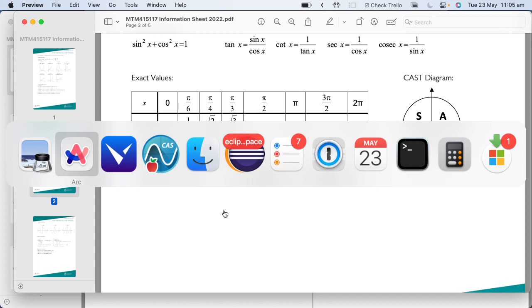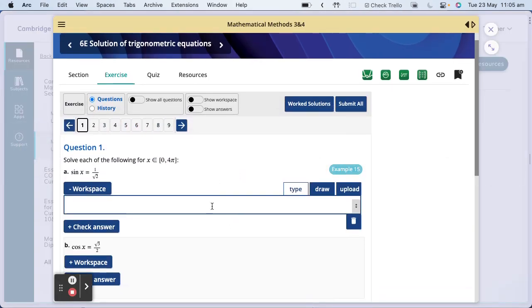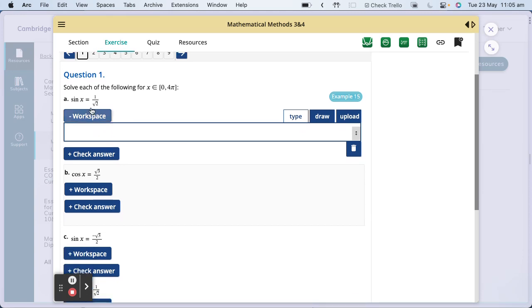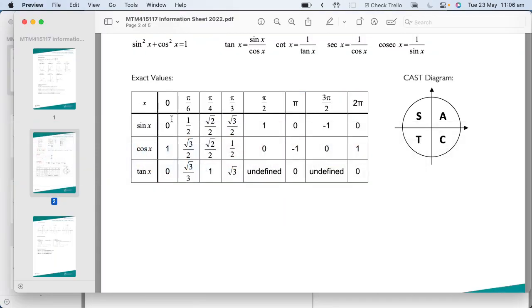So what we have here in 6E, and yes, 6D has been skipped, we will come back to it, is some equations, and we need to, in this case, work out what x is. So for question 1A, sine of x equals 1 on root 2. And if we have a look at our chart, the textbook uses 1 on root 2, but it's the same as root 2 on 2, we can just go, was it sine? Yeah, it was sine. There's root 2 on 2. Up we go, it's pi on 4.